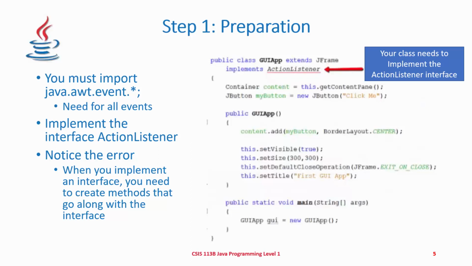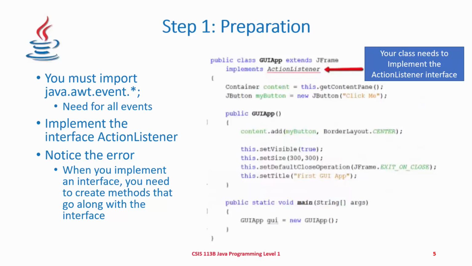Later on, when we look at using the mouse, you'll see that we have a mouse event listener and a mouse motion event listener. If you look at the code on the right, you'll see that when we are defining our class, which is named GUI app, and we've extended it to be a JFrame, we're also adding to it an implementation of an interface named ActionListener.